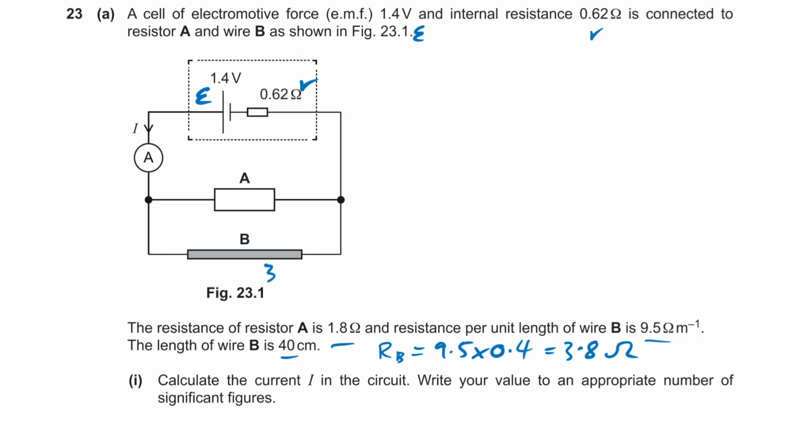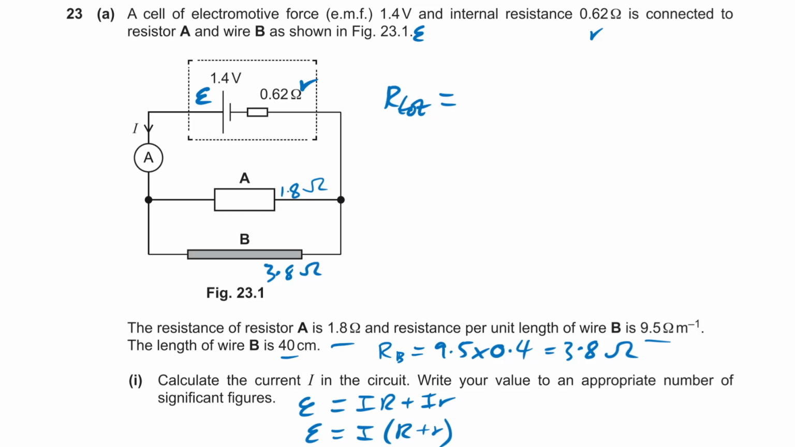Okay, so we've been asked to find the current in the circuit, so we know that internal resistance equation: EMF is equal to IR plus Ir, so that's just current times total resistance, so that's load resistance plus the internal resistance. It's just V equals IR, just in a different form. So we need to know what the total resistance of the circuit is.